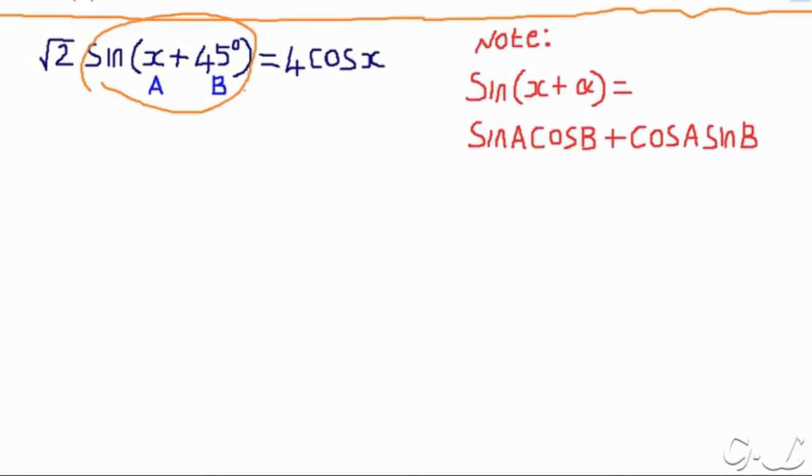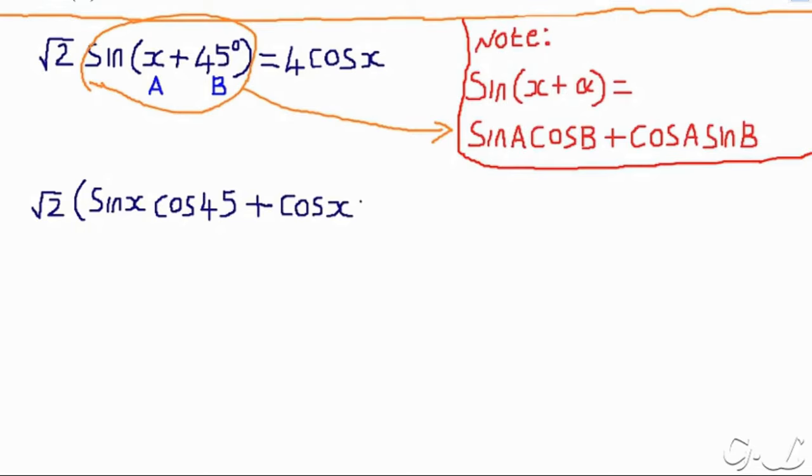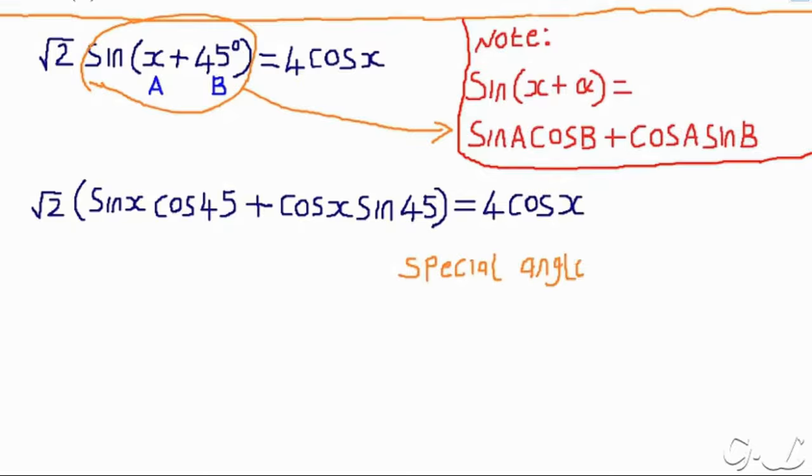So let's convert sine (x plus 45 degrees) into that form, which is sine A cos B plus cos A sine B. Since A is x, it will be sine x cos 45 degrees, plus, again A is x, cos x sine 45 degrees, and that equals 4 cos x.